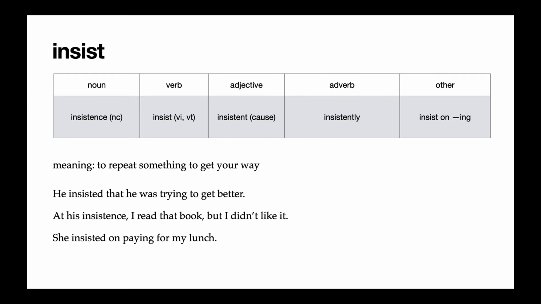And in the second example, we see insistence used as a non-count noun. So that's the act of insisting. At his insistence, I read that book, but I didn't like it. That means he said again and again, you should read that book. And so finally, I agreed to read it, but I didn't like it.